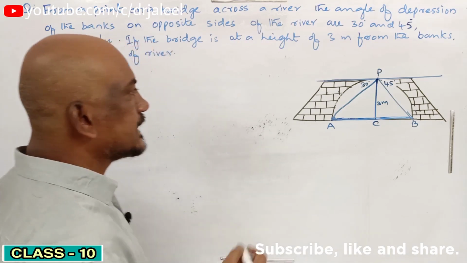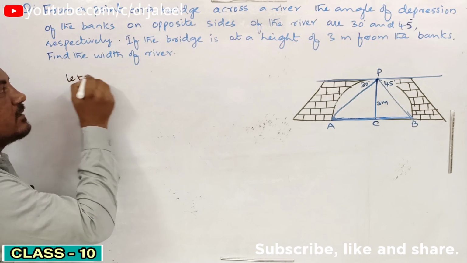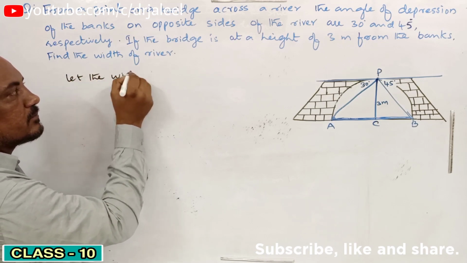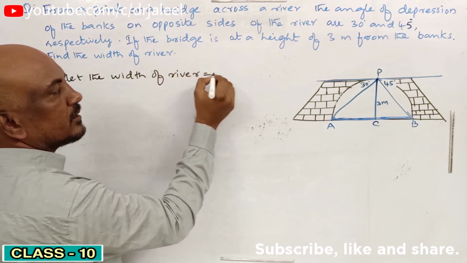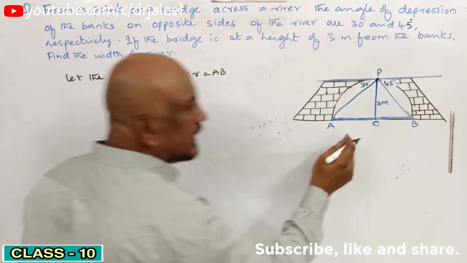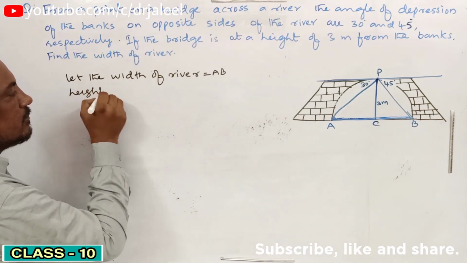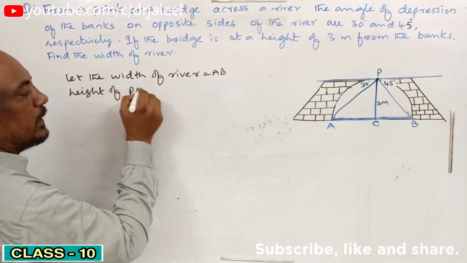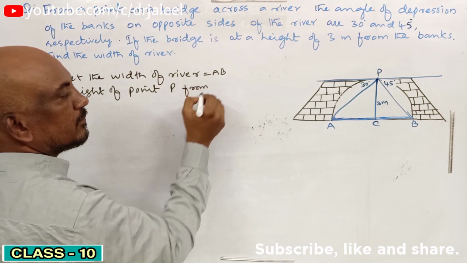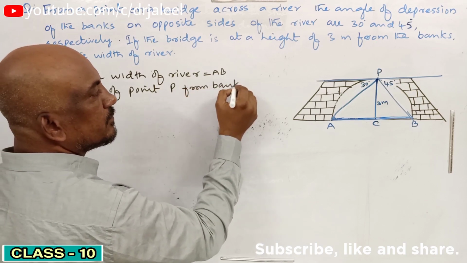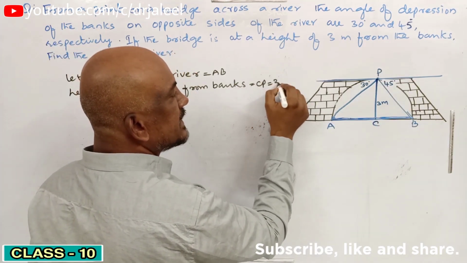Let's get into the description part. I am describing it now. Let the width of the river be equal to AB. We don't know, we have to find this one now. And then the height of point P from the banks is how much? CP is given as 3 meters.